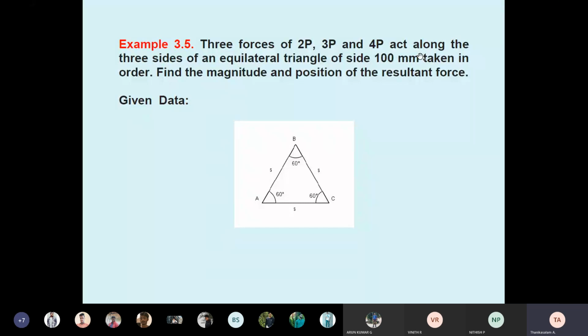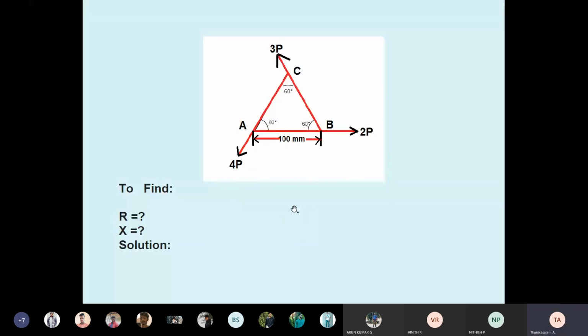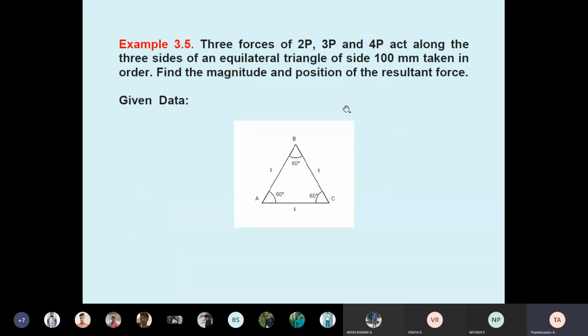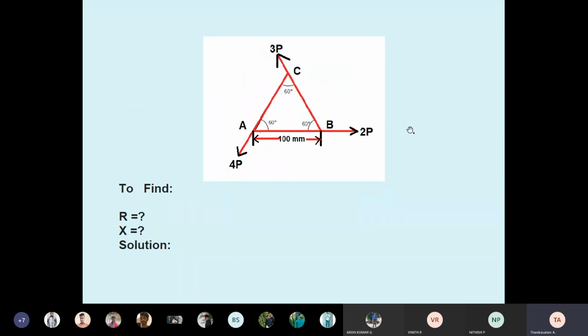So they given 100 mm. It's acting along the three sides. They ask the resultant and the distance where it is acting. See here, I have made a diagram. So I marked AB, 2P is acting along the side AB. And 3P acting along BC. And 4P acting along CA, the third side.